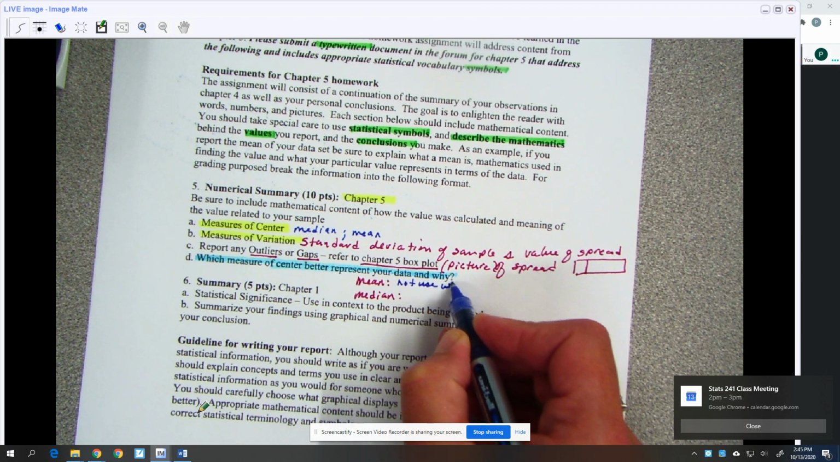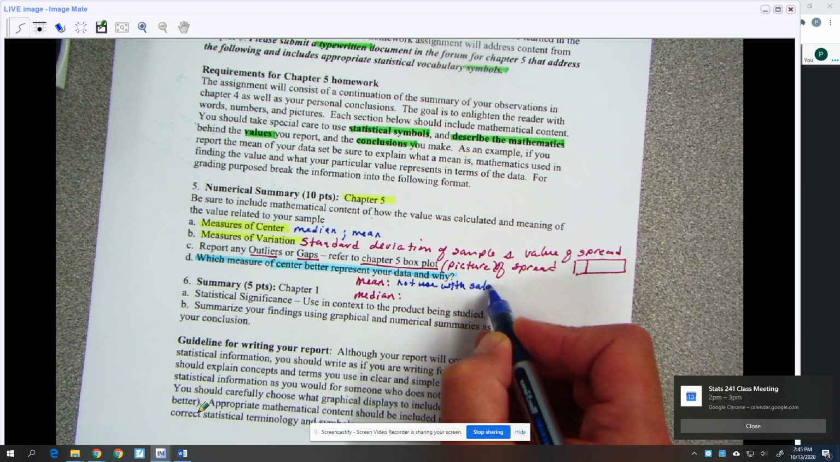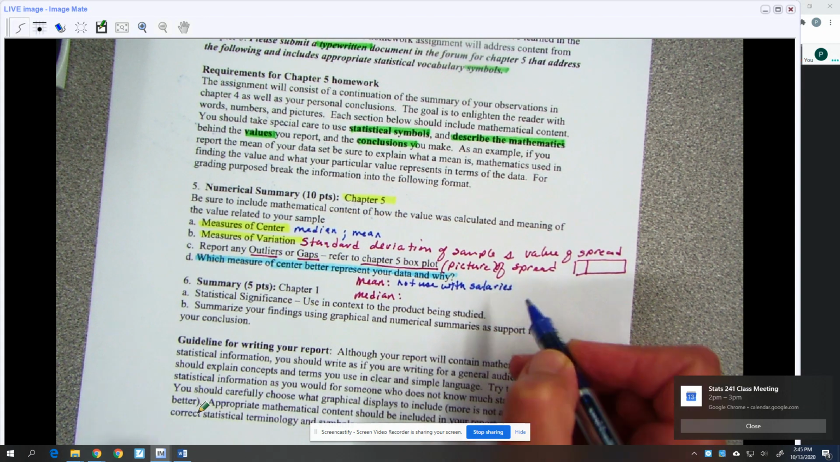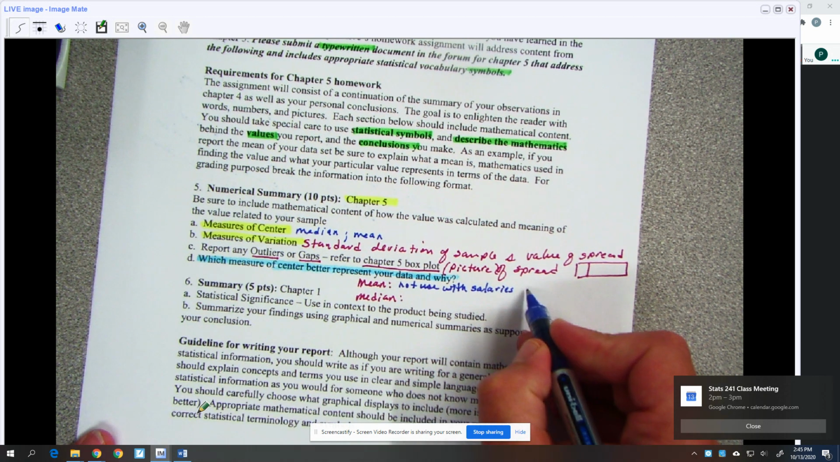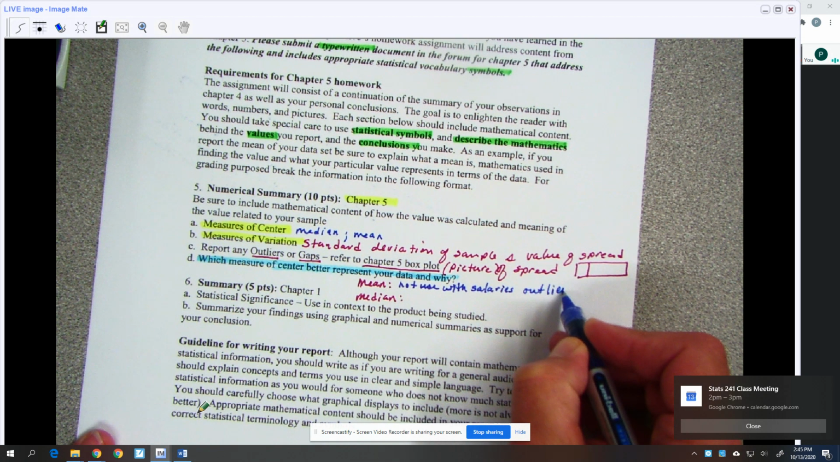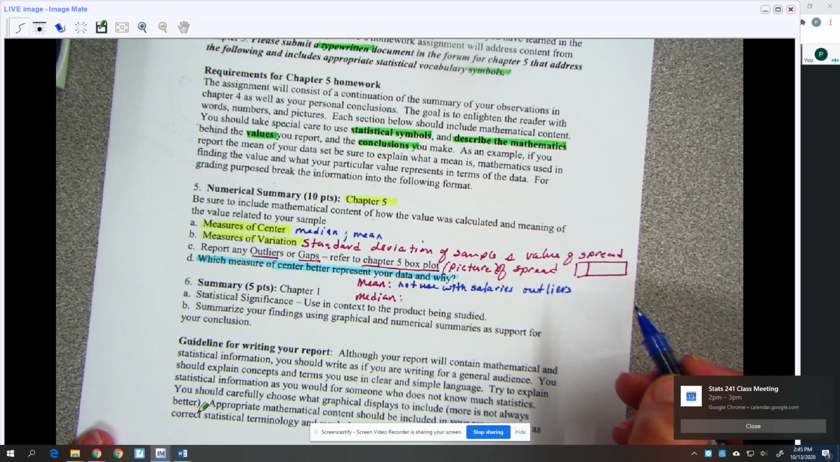With salaries, what's going on with salaries that could also be going on with your product's weight? What could you possibly have? What would we call Sandra, because she's so far out there beyond my salary? What do we call somebody that's far away from the rest of us? Or a weight of a package that's much more. Outlier. Ah, when we have outliers, we do not use the mean.